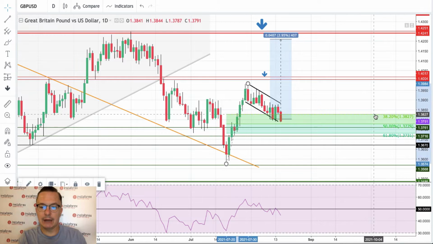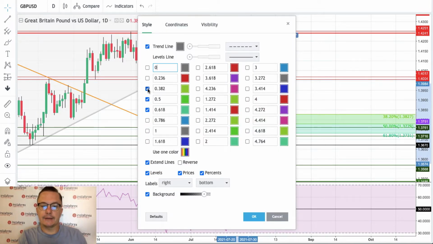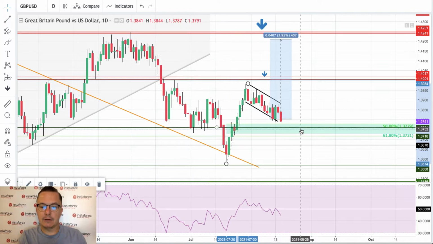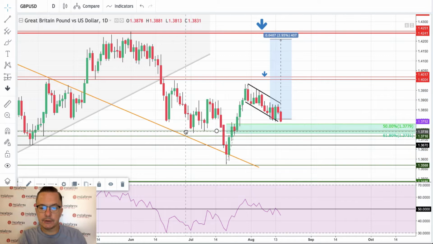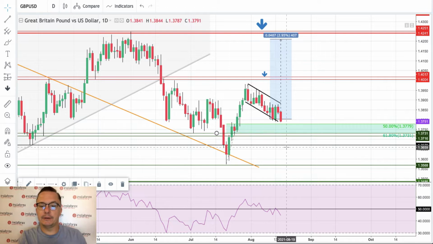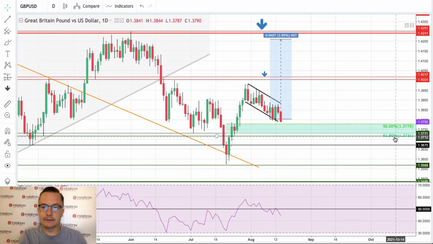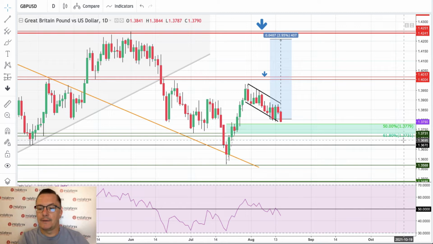So let's see how deep we can retrace. 38% already done. We are now looking for 50% retracement, 1.3779. This is a technical level for the retracement. There is some support. The support might be somewhere around the 61% Fibonacci retracement, 1.3731. This is the 61% Fibonacci retracement, and the other technical support is at 1.3712.